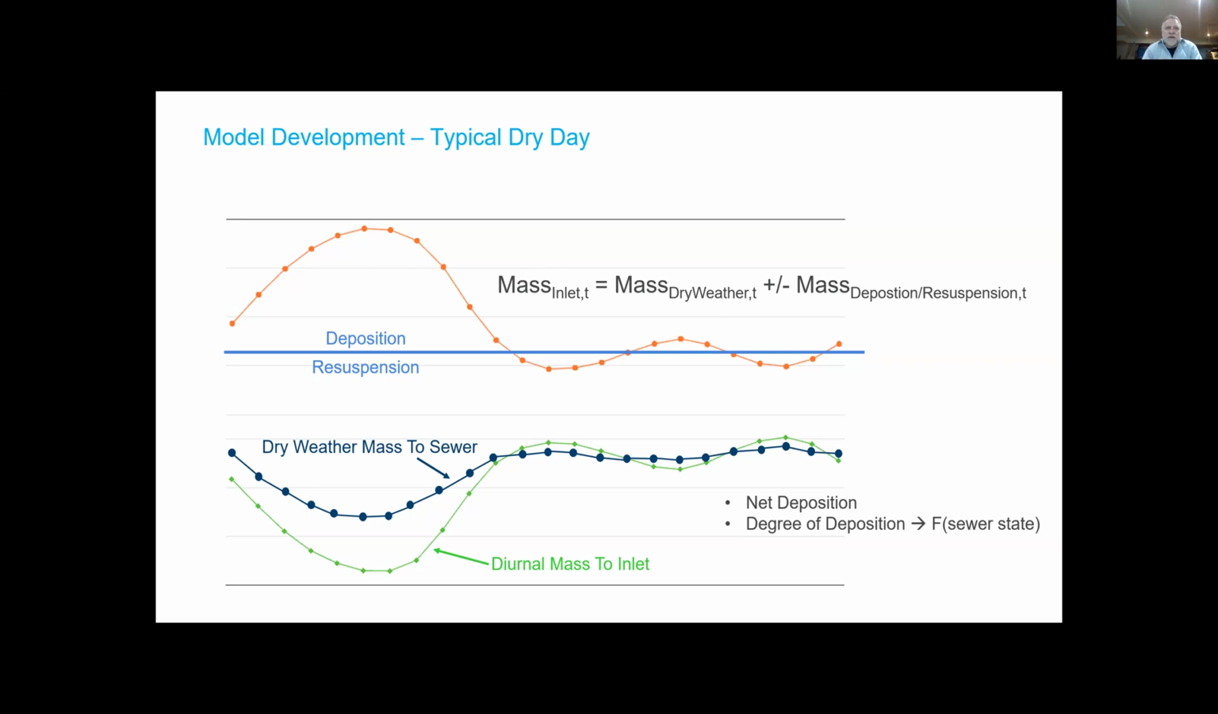Then as the flow increases during the day in the morning, some of that material that was deposited overnight gets pushed to the treatment plant. So you get not only the domestic load that was generated in the morning, but you also get some more domestic load pushed to the treatment plant, because it's taken some of that overnight load with it. And then in the afternoon, same thing. As the flow goes up and down, you get some resuspension and some deposition.